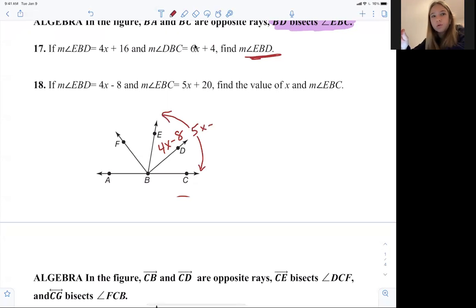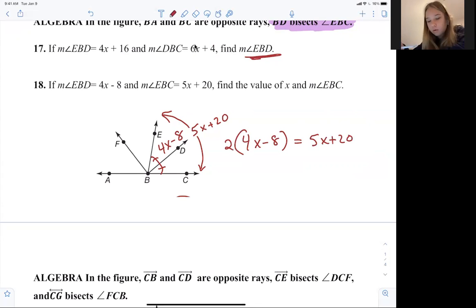Notice how I'm writing that. Now I need somebody's help. How do I write the equation for this? Come on, how do I solve this? 4x minus 8 times 2. Yay, very good. Don't forget, these two things are equal. So he said beautifully, 4x minus 8. If I multiply that by 2, that will be the same as 5x plus 20. Does anybody have a problem with that? If you're not sure, you can just write 4x minus 8 down here.